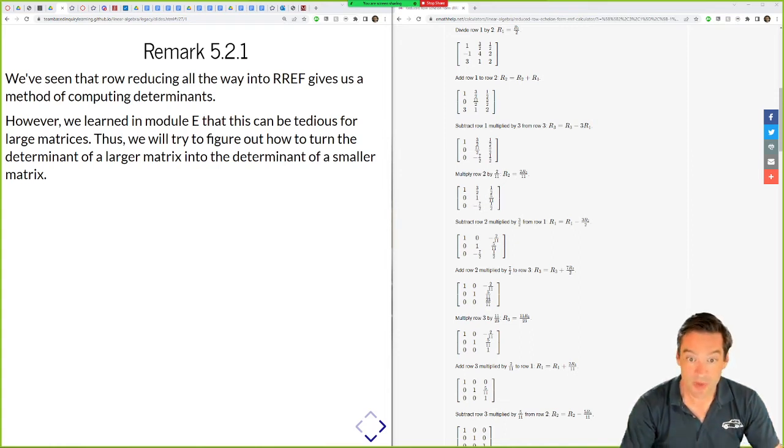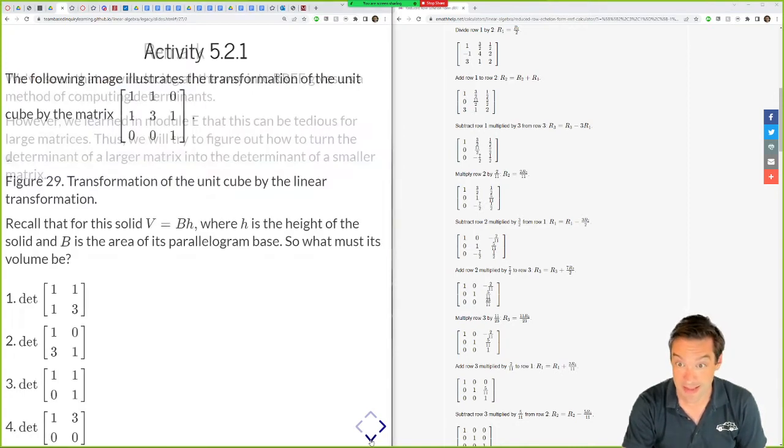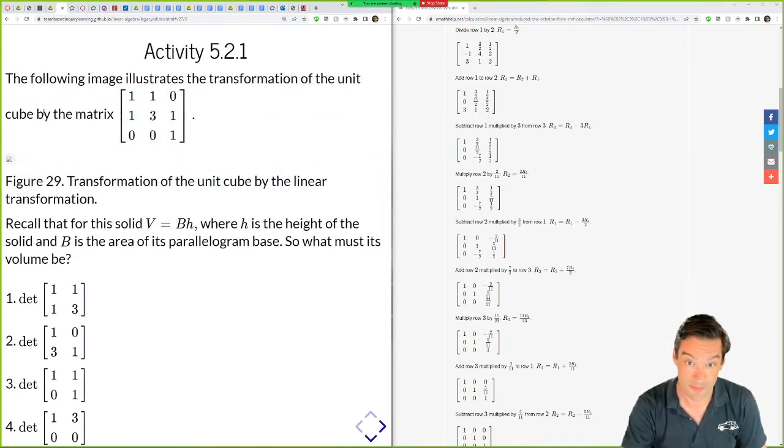So to get started, we want to figure out how to take the determinant of a larger matrix and transform it into a determinant of a smaller matrix, because ideally that's going to make our lives a lot easier.